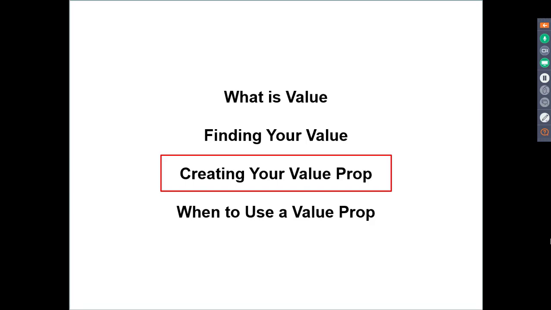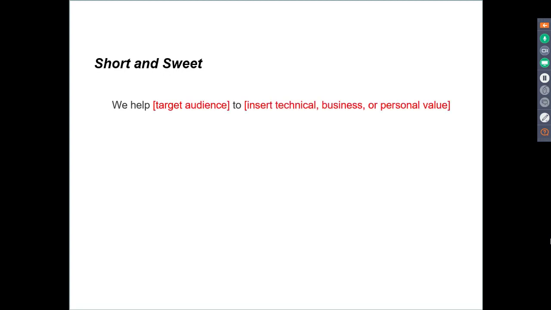So let's say that you've brainstormed and you've come up with a handful of value points. Now let's create your value proposition. What I'm going to do here is give you some template value propositions, and you can plug your value points into these templates to create your own value proposition. So the first one I call short and sweet. It's basically, we help, and then you insert your target audience.